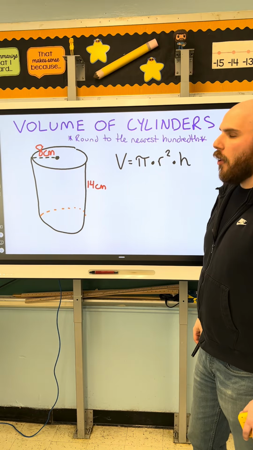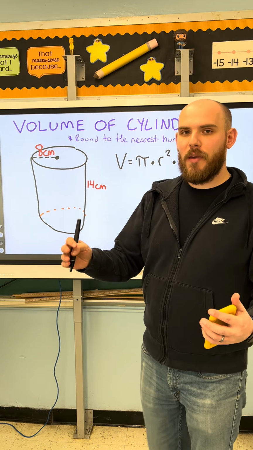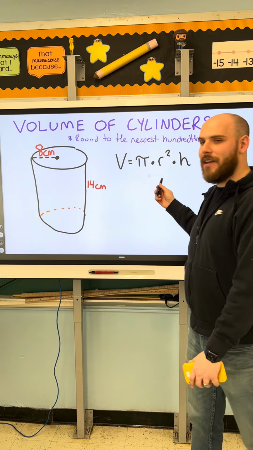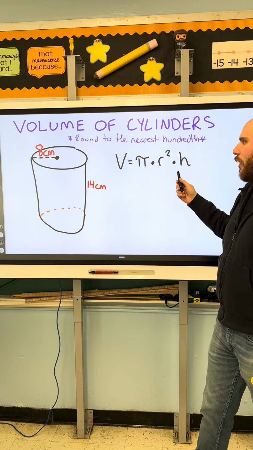So how do we find the volume? Well, that's all the space on the inside. So we have a specific formula for that, and it's right here: pi times radius squared times height.